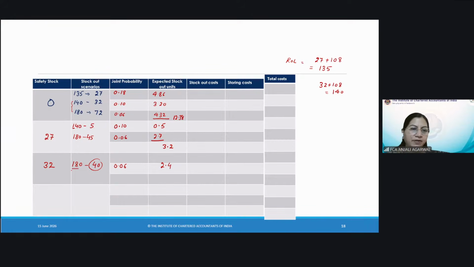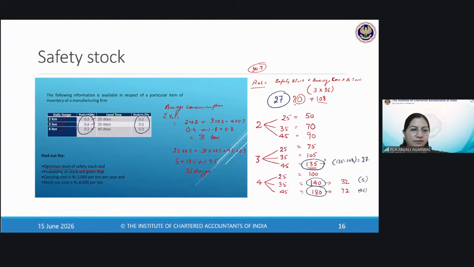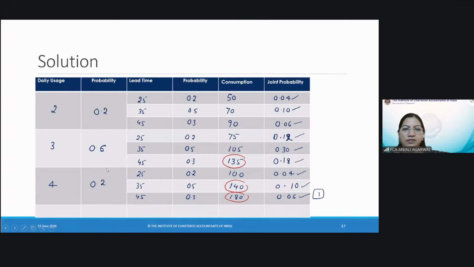And if I prepare for this scenario also, and I keep 72 units as safety stock, then it's again maximum consumption into maximum time. There is no scenario in which I'm stocked out. So no stock out, but I'll keep a storing cost of 72 units. Now the question says, what is the optimum safety stock given that carrying cost is 2,000 per ton and stock out cost is 8,000 per ton?